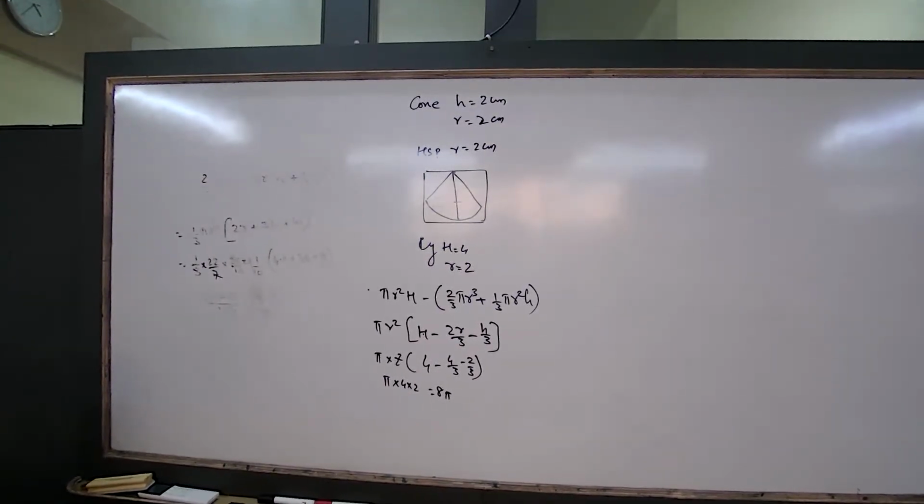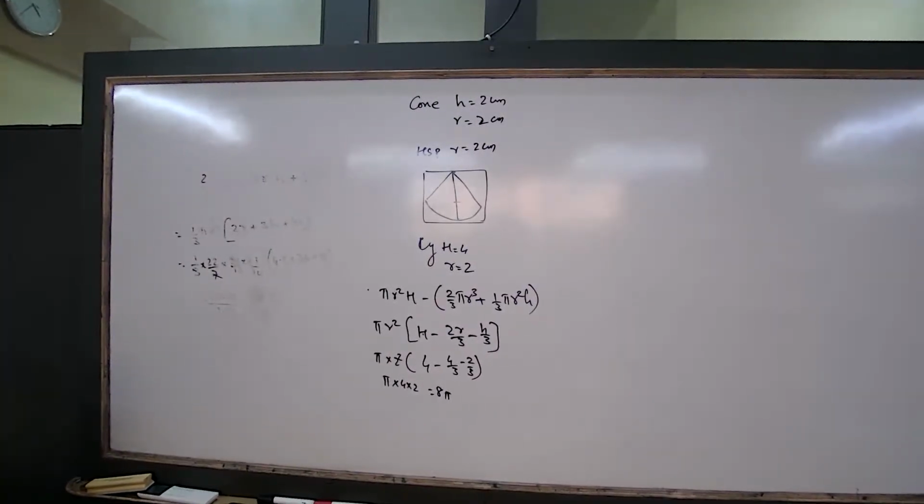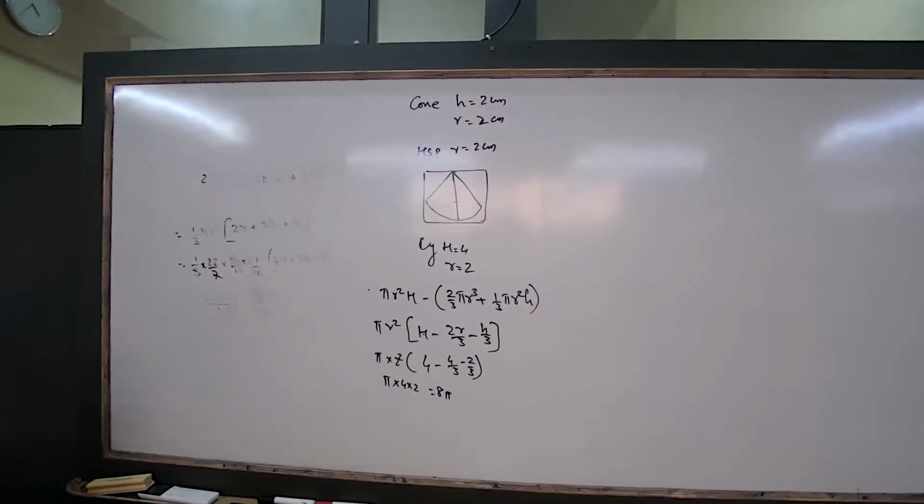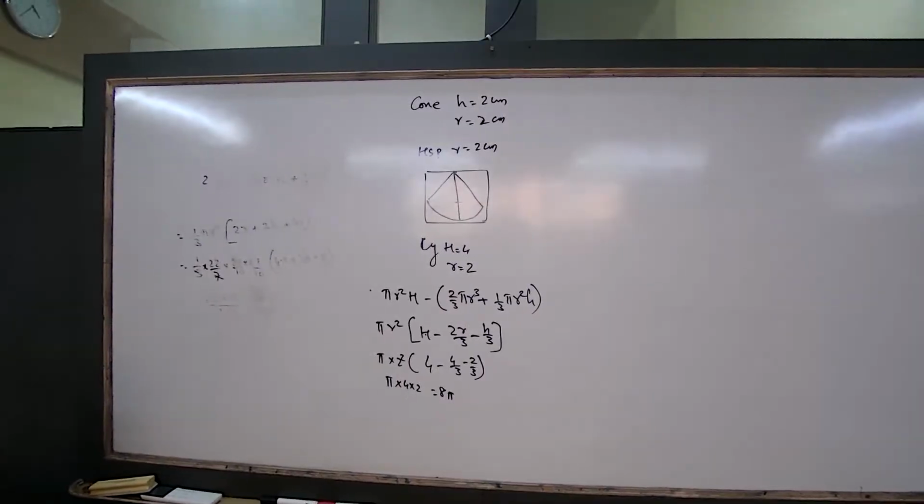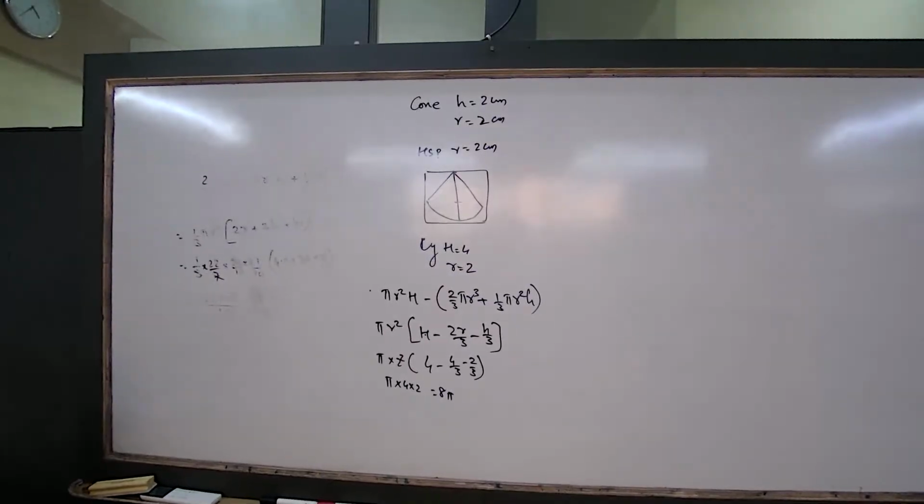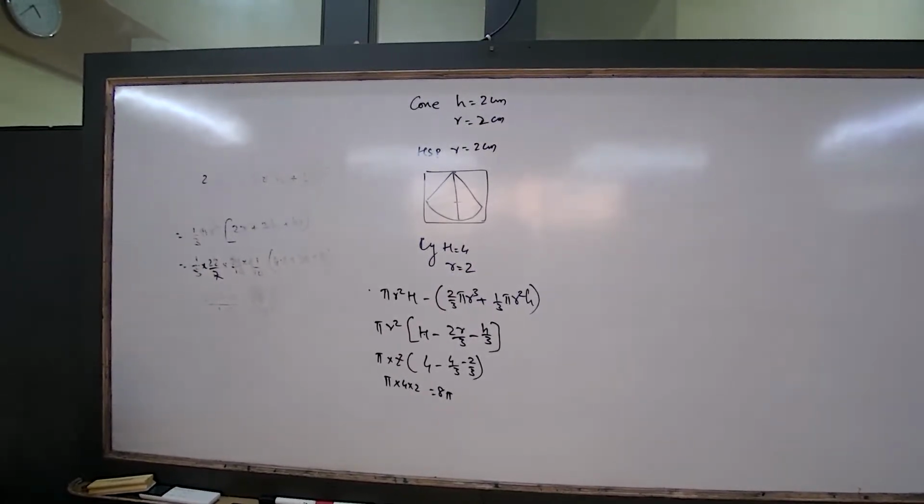With 60, the triangle will come out equilateral. So what is the area of an equilateral triangle? Root 3 by 4 r square. Area of equilateral triangle is root 3 by 4 r square. Minus, all things are when you subtract.